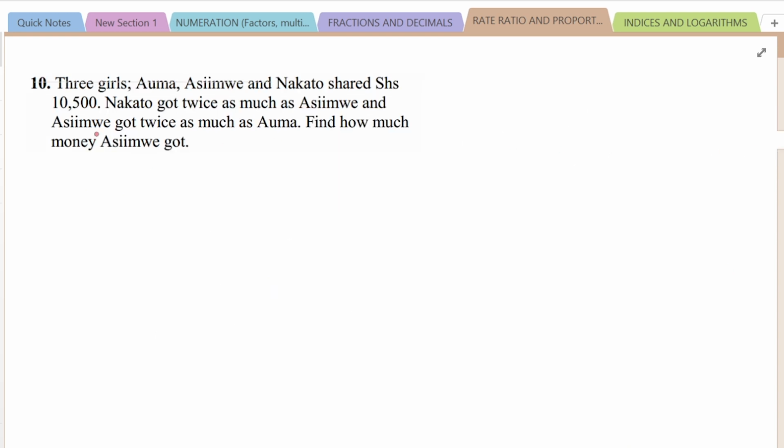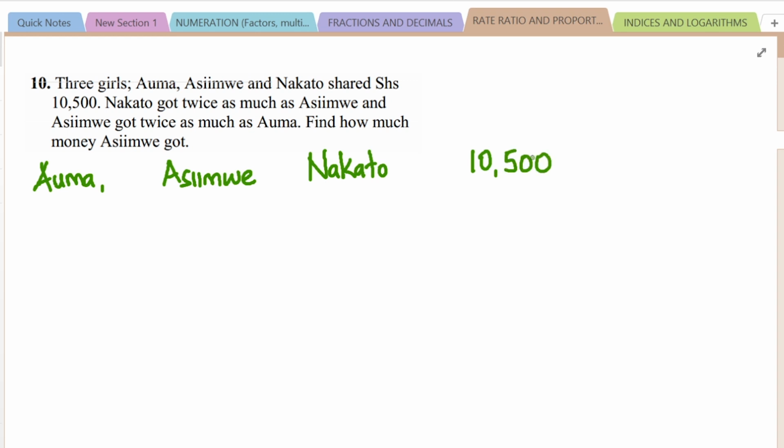Moving on to the next. Three girls, Auma, Asimwe, and Nakato shared 10,500. Nakato got twice as much as Asimwe, and Asimwe got twice as much as Auma. Find how much money Asimwe got. Again, let's summarize this. We have Auma, we have Asimwe, we have Nakato. They shared 10,500. That's more like the total they shared.